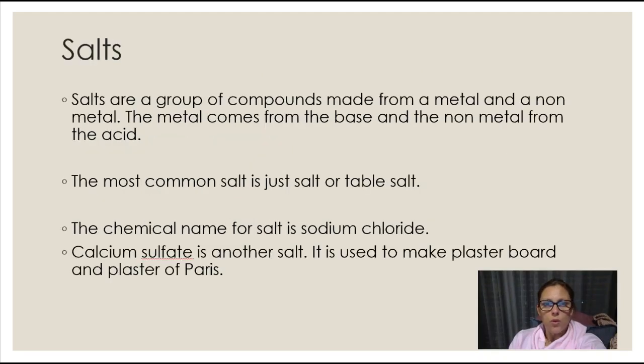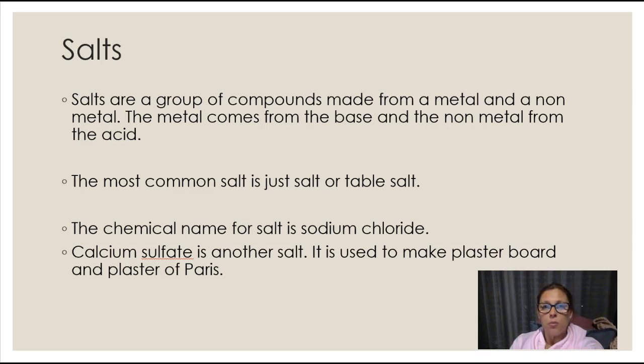Now, we've talked about our products that are being formed. Some of these products that are being formed are called a salt. In the general equation that you're going to see in the next few experiments that you're going to do, you're going to notice that a salt is produced. Well, what is a salt? A salt is a group of compounds that are formed from a metal and a non-metal. Now, the name of the metal comes from the base that is reacting, and the non-metal from the acid.